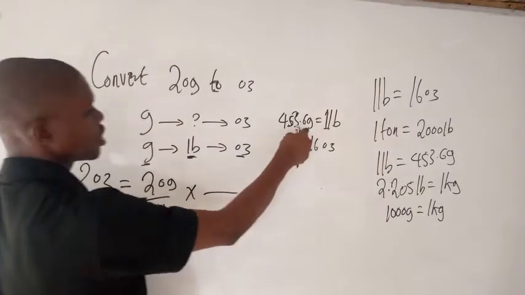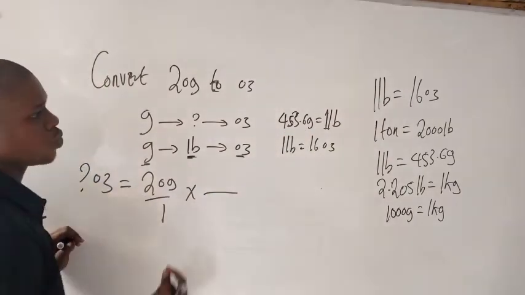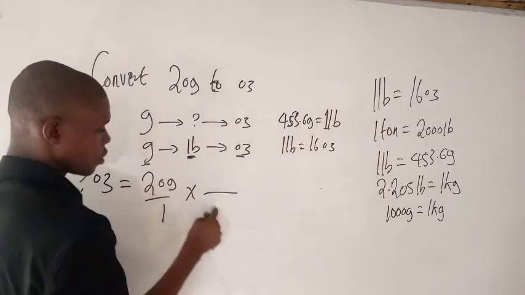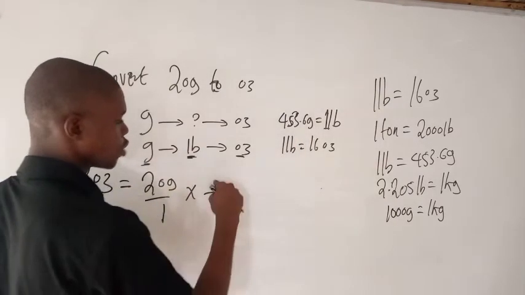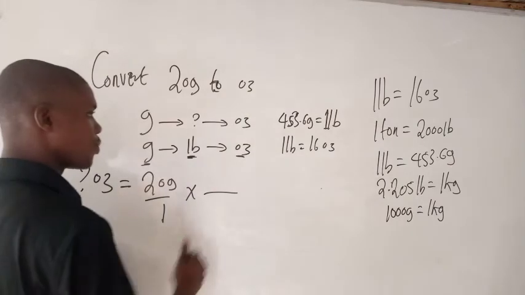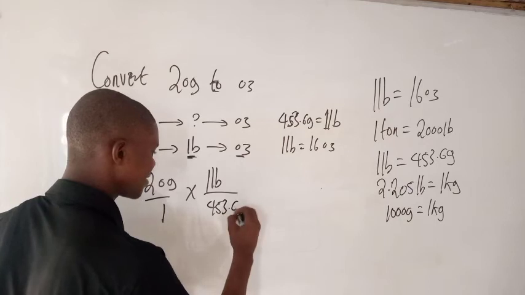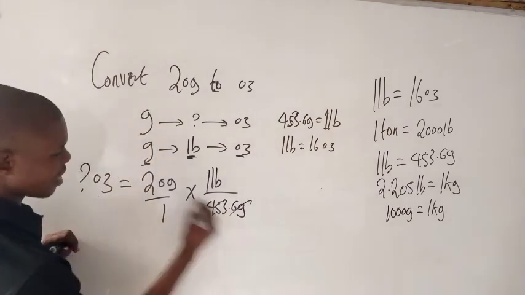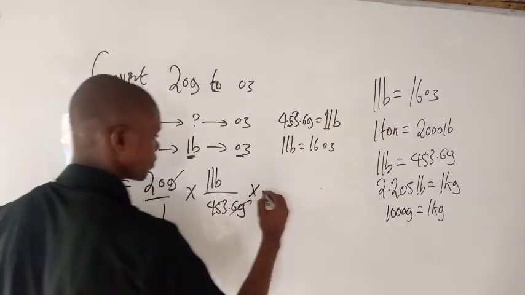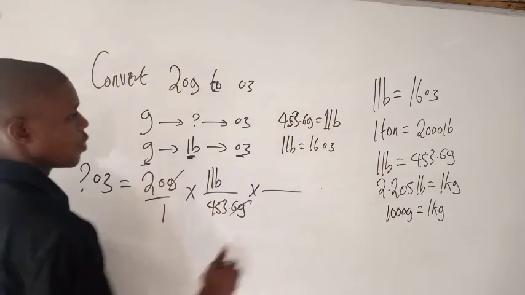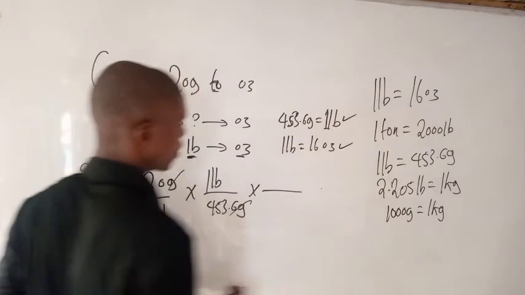Remember, I must arrange my units in such a way that they cancel each other, until we are left with the unit we desire. If I check very well, gram will come to the down, so that they can easily cancel out. So now we're going to have 1 pound over 453.6 gram. So our gram and gram will go out. The next thing is, I'm done with this one, so let me move to this other one here.